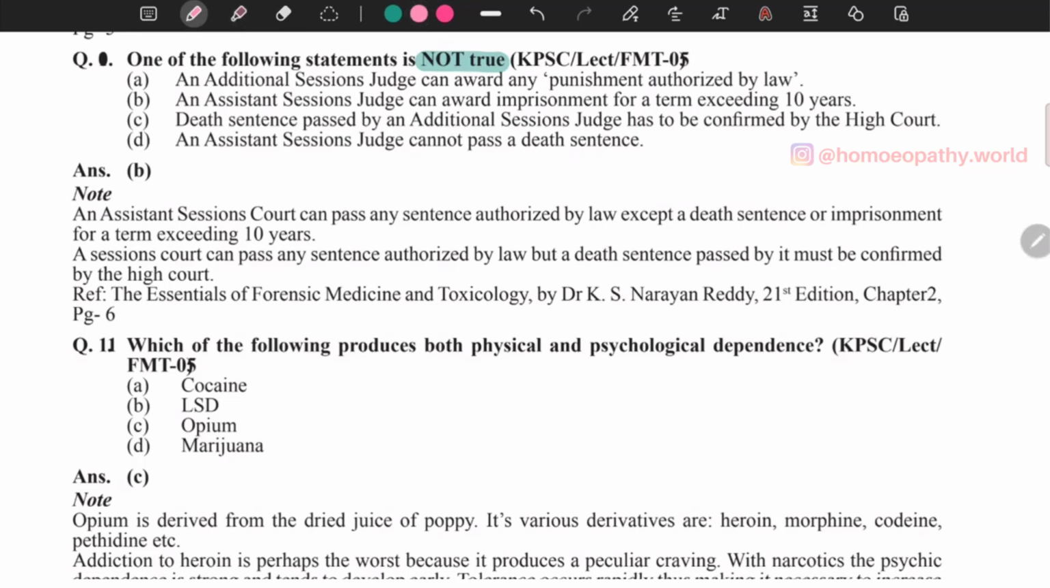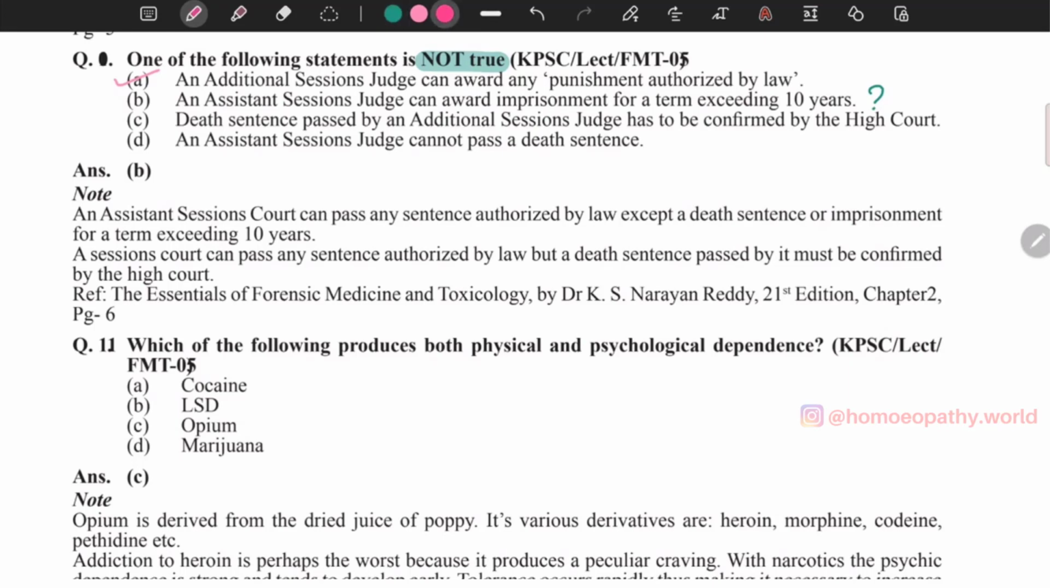An additional sessions judge can award any punishment authorized by law. Now this is a true statement. An assistant sessions judge can award imprisonment for a term exceeding 10 years. So more than 10 years. Now I am doubtful about this answer. So let's consider we don't know that.